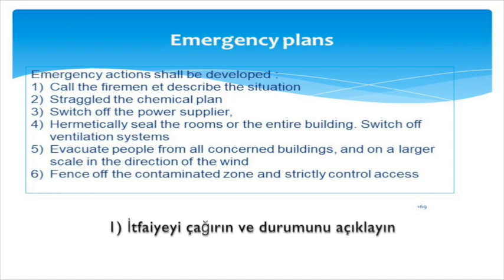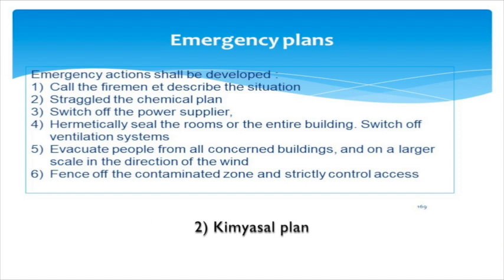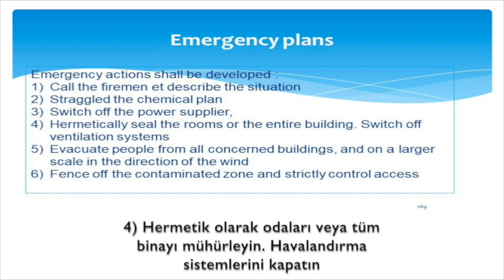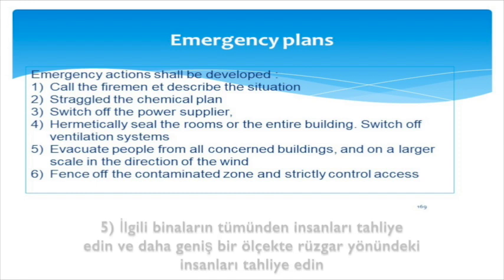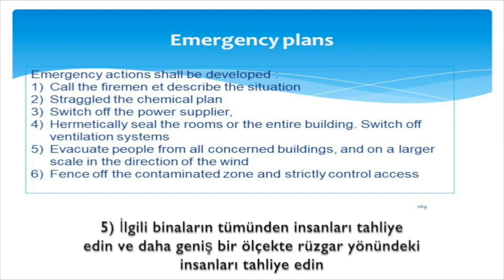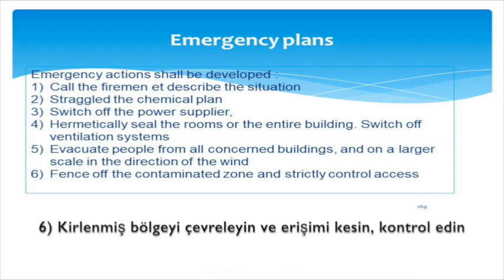First, call the firemen and describe the situation. Second, shut down the chemical plant. Third, switch off the power supply. Fourth, hermetically seal the room and the entire building. Switch off the ventilation system. Fifth, evacuate people from the whole concerned building and on a large scale in the direction of the wind. Sixth, fence off the contaminated zone and strictly control access.